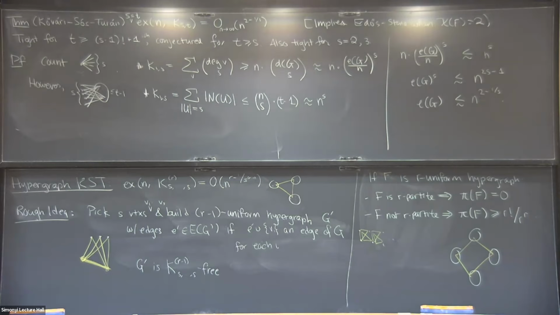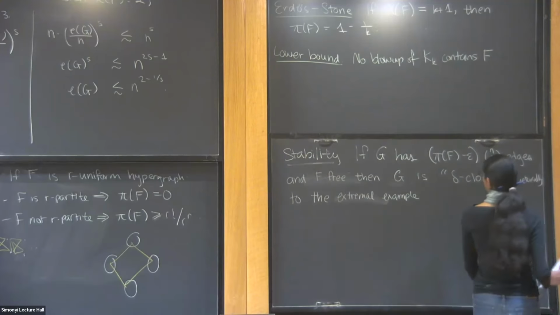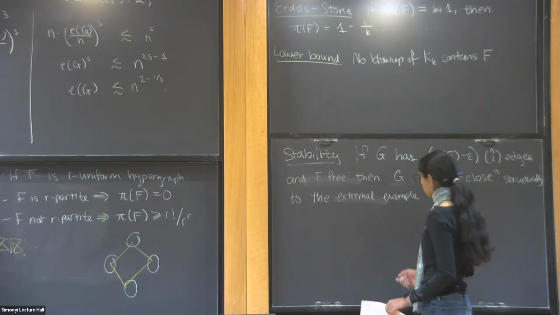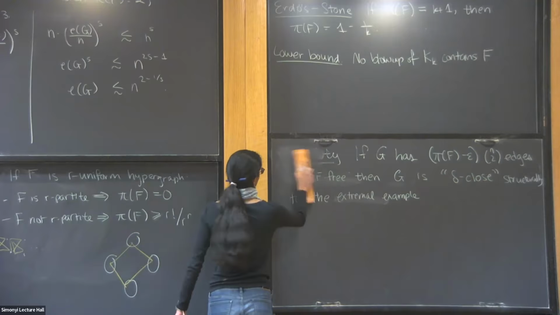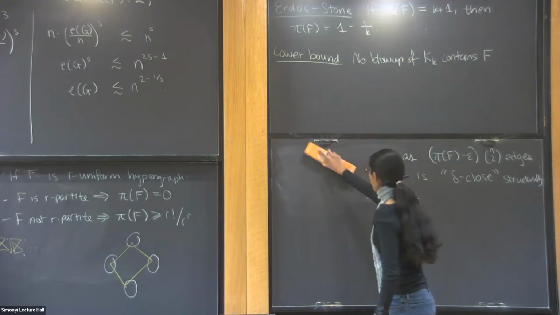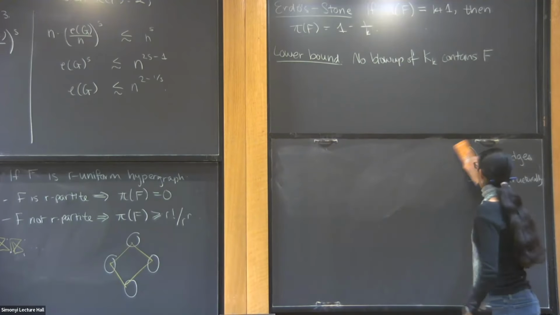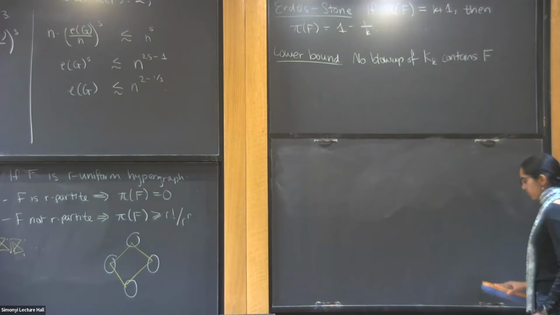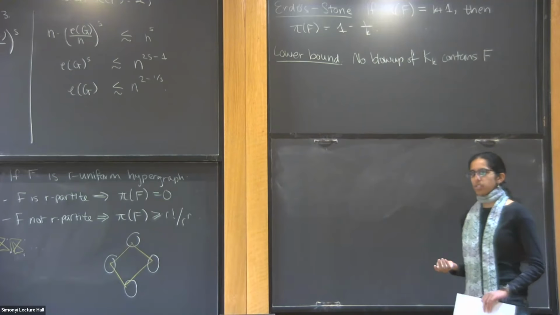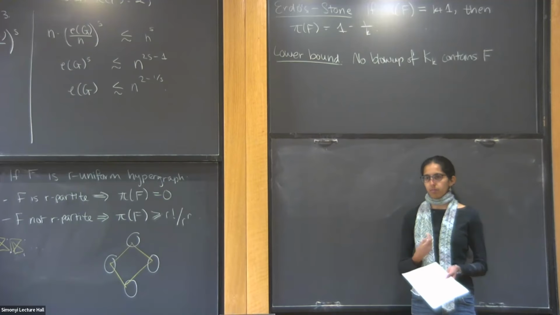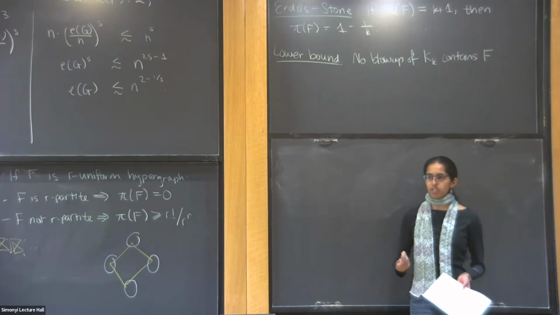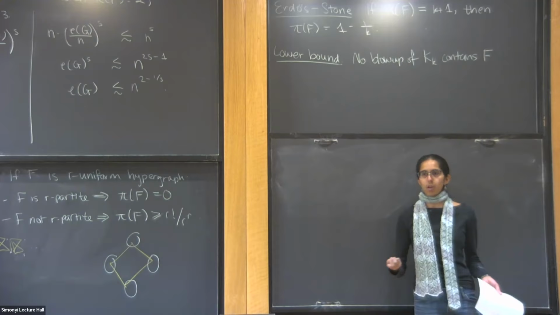So let's finish the proof of Erdős-Stone. The last idea in the proof is called supersaturation, which essentially says that if I have a graph with density much more than the Turán density of F, then I can actually find a lot of copies of F.